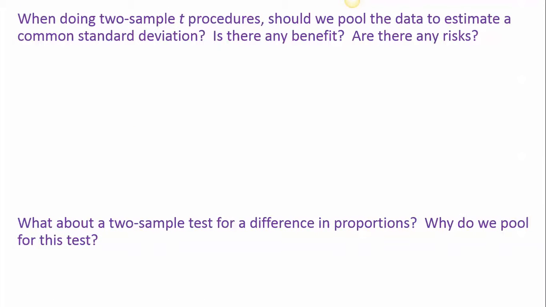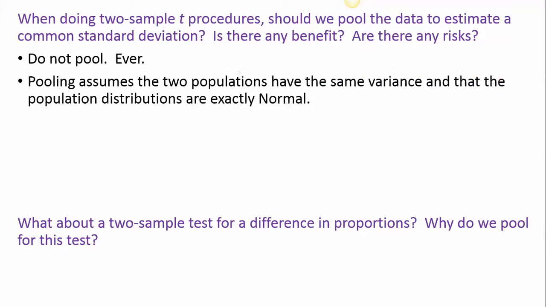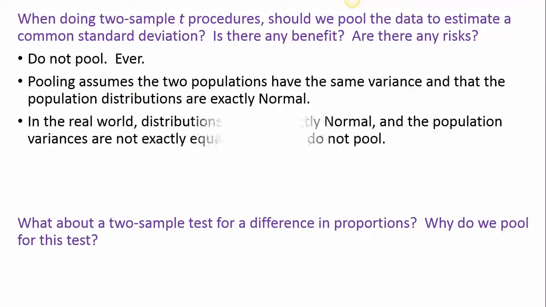When doing two sample t procedures, should we pool the data to estimate a common standard deviation? Is there any benefit? Are there any risks? Do not pool ever. Pooling assumes that two populations have the same variance and that the population distributions are exactly normal. In the real world, this does not occur. Distributions are not exactly normal. The population variances are not exactly equal.